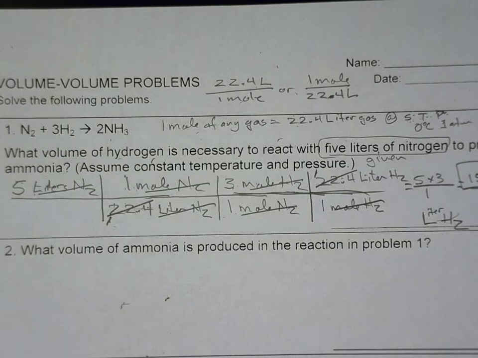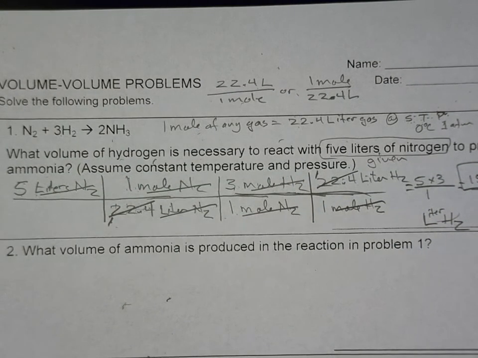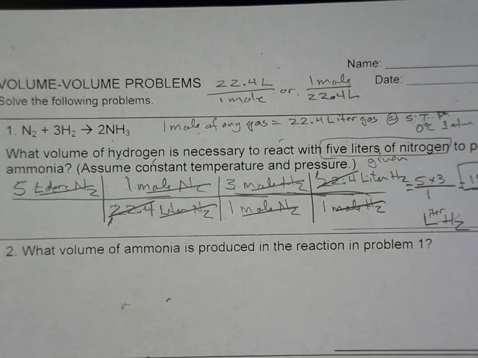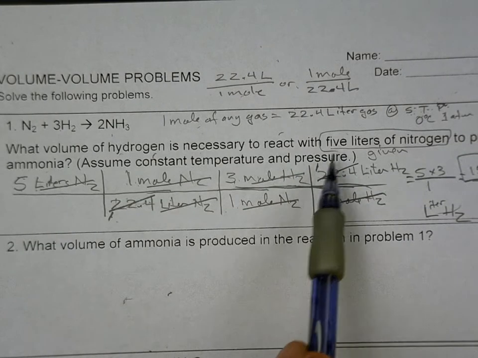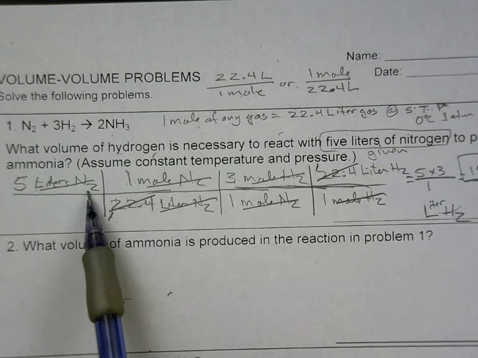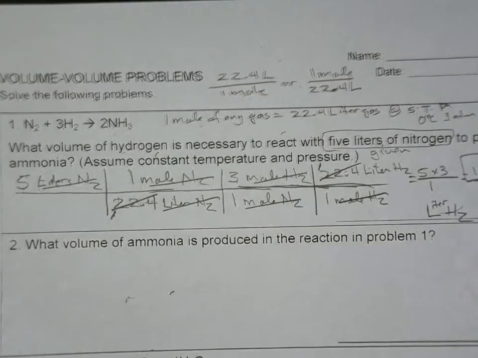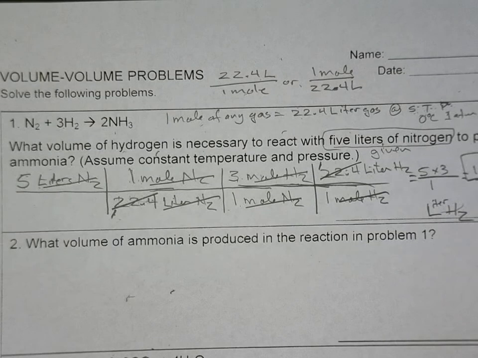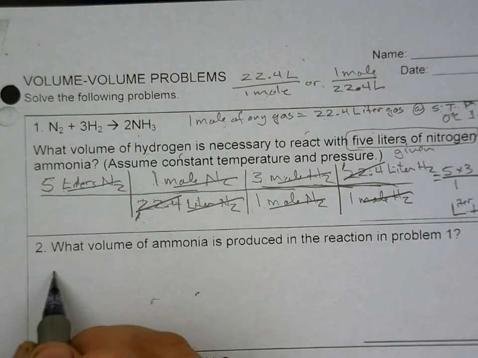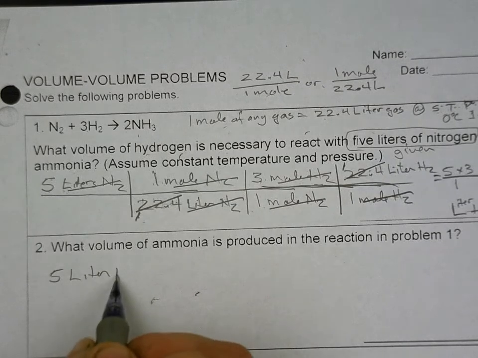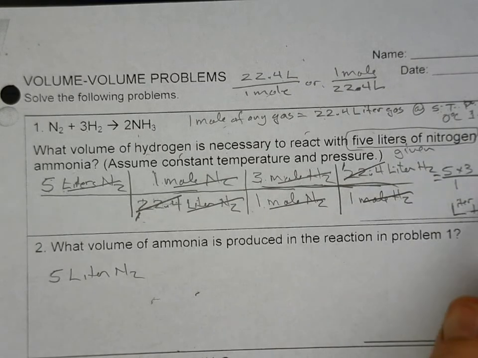Now, for number 2, what volume of ammonia is produced in problem 1? Now, you've got a choice here. You can either use 15 liters of H2 as you're given, or you can do what we had over here, you can do 5 liters of N2, and then we just set up a different molar ratio. I'm going to have you practice both of these.